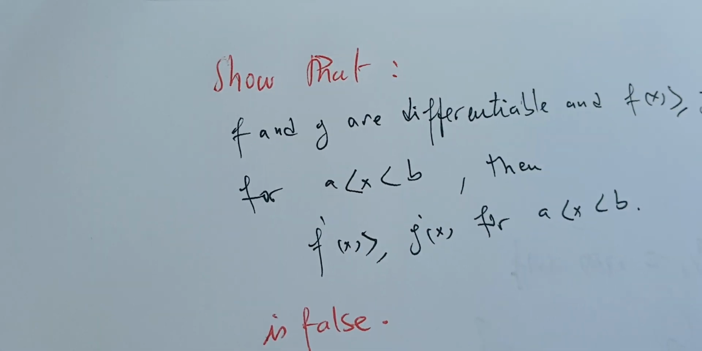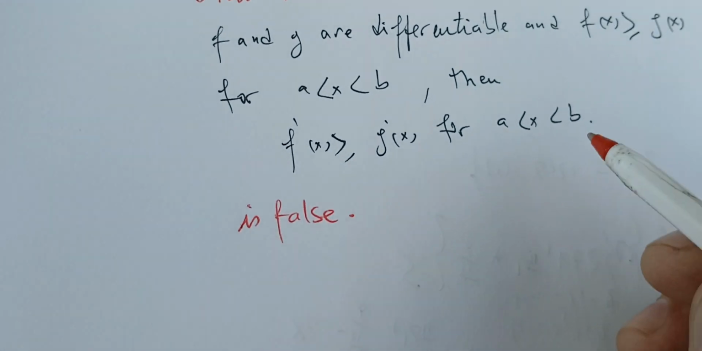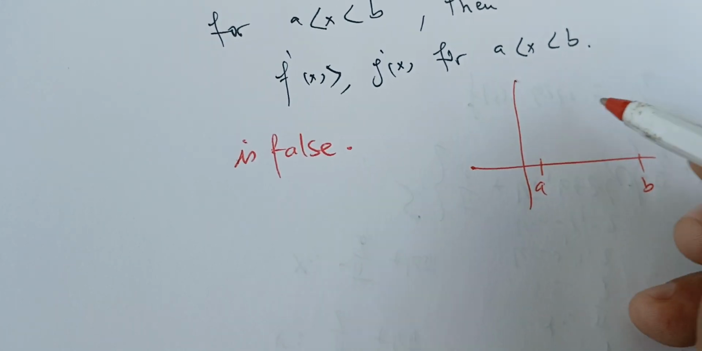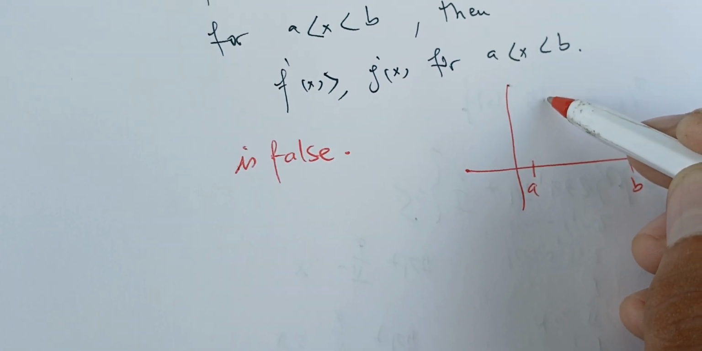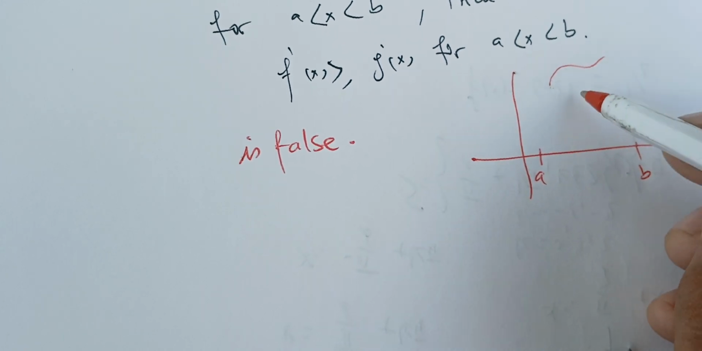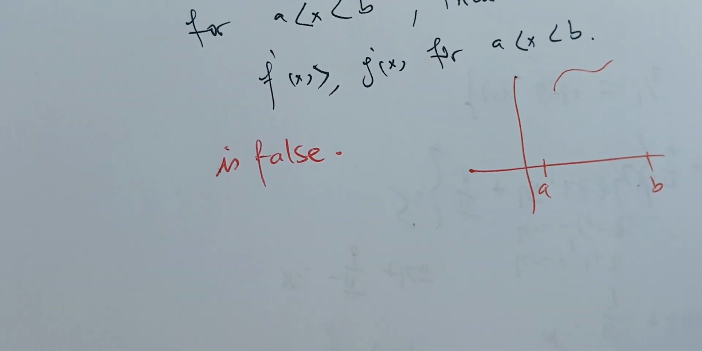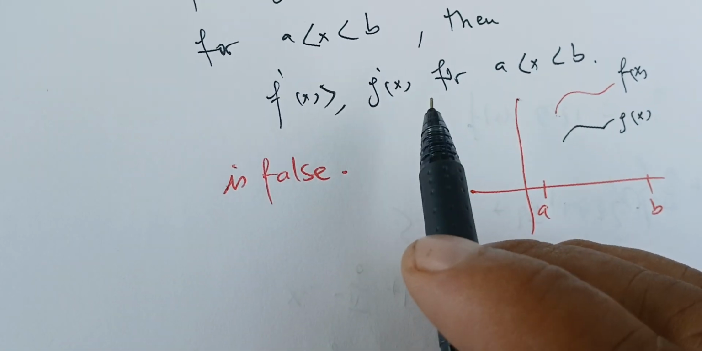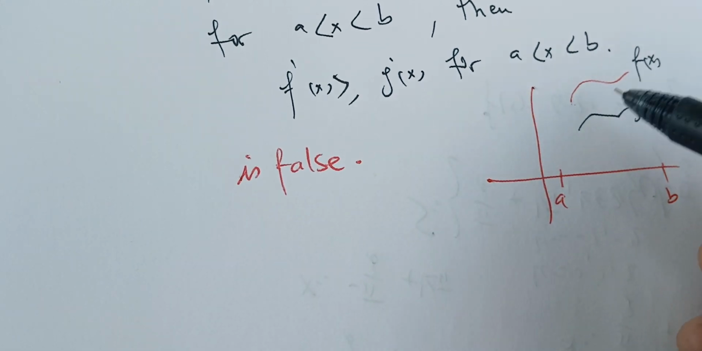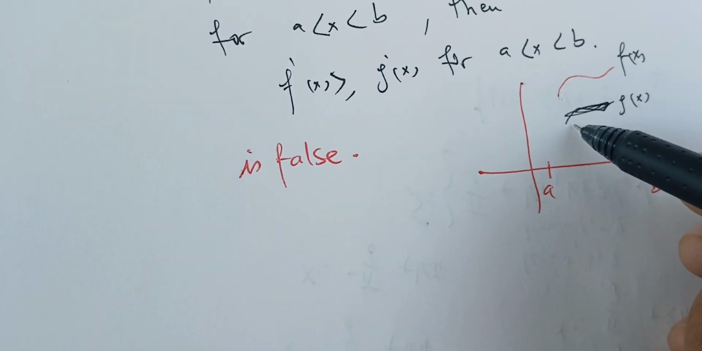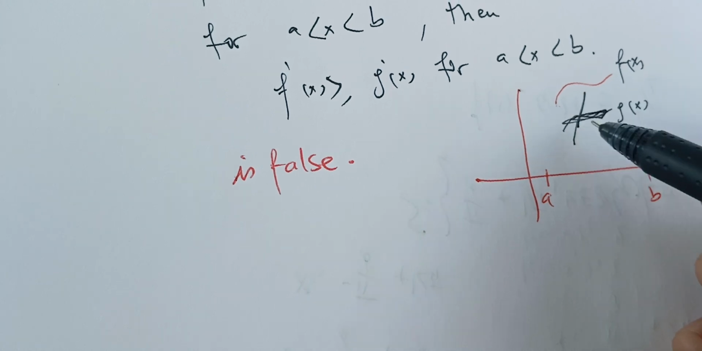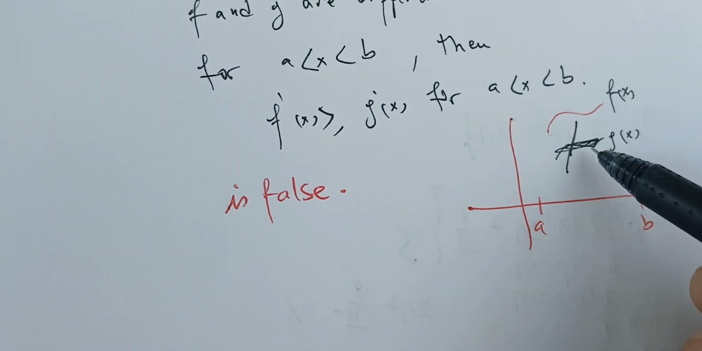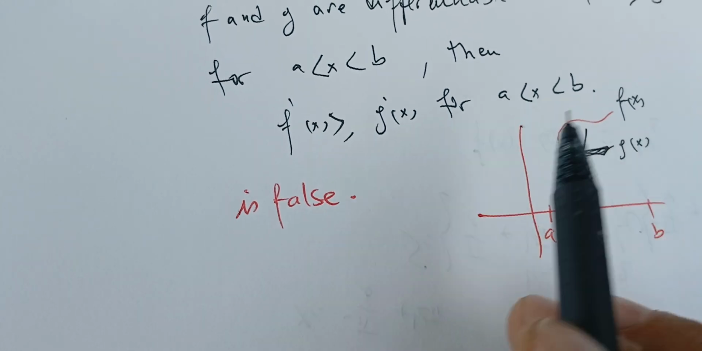The statement means that if we have two functions, let's say this is a, b, and this is some f, this is f of x here, and this is g of x. I have drawn them shifted now. Let's make f like this, g like this. So here f of x is bigger than g of x because it's on top of it.